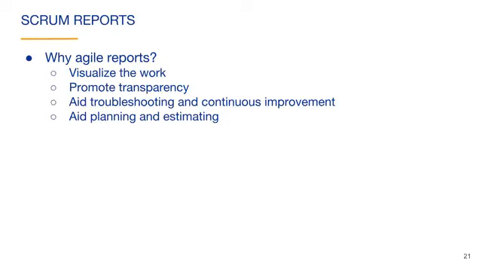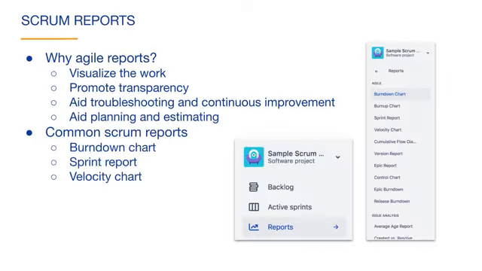We have seen in an earlier video the importance of reports in Agile. They are a tool to visualize the work, promote transparency, help with troubleshooting and continuous improvement, and help with planning and estimating. In Jira, you access reports using the Reports tab in the sidebar. You can see that Jira automatically provides many reports related to your project. Scrum has some common reports related to sprints. We will discuss the burn down chart, sprint report, and velocity chart.